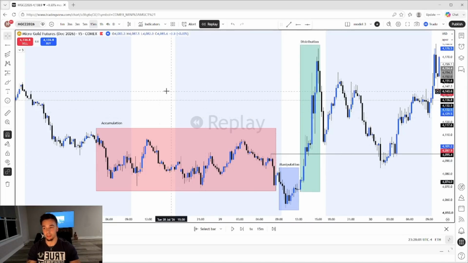So again, accumulation, I want you to mark out in red. In manipulation, I want you to mark out blue, because we're still being patient in these manipulation zones or these manipulation phases. And then I want you to mark out your distribution in green, because this is where you want to look for quality setups, quality trades, and quality executions, all right?